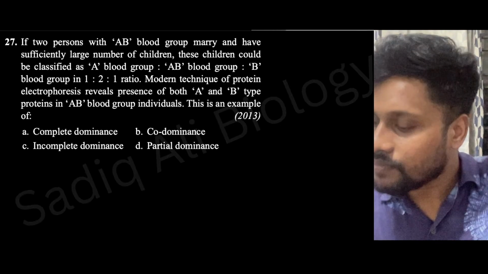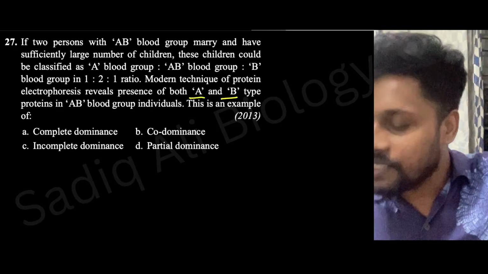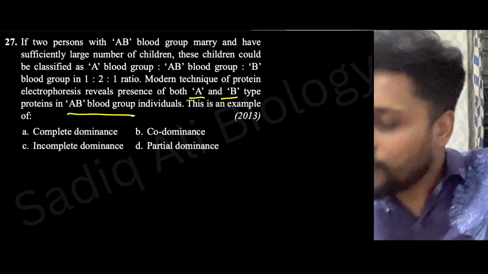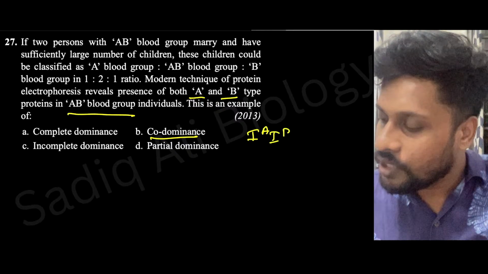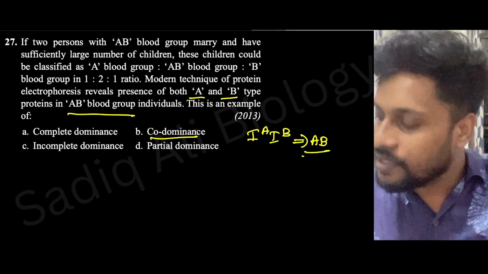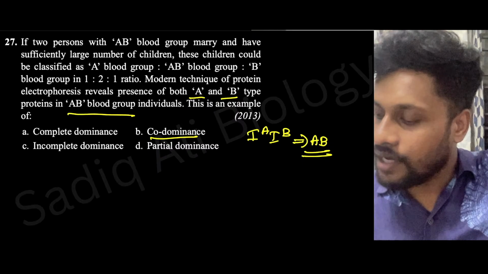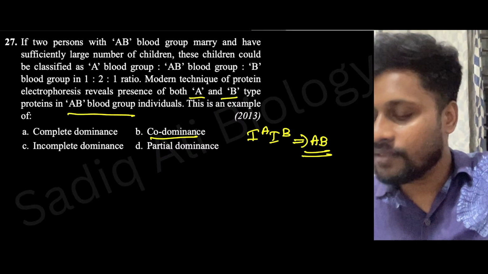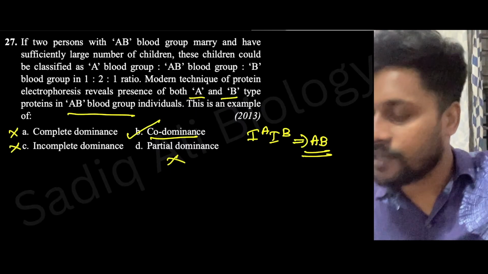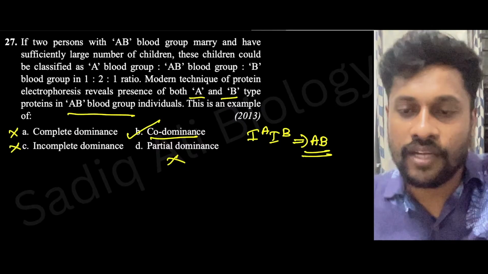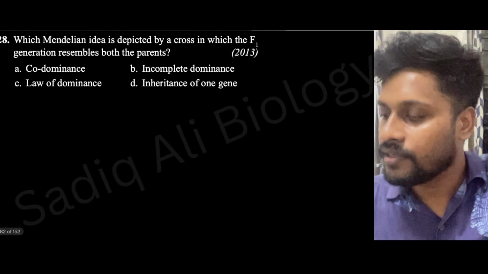If you know both A and B are visible in an AB blood group, what is it called? This is called codominance. For example, when we take IA, IB, both A and B are visible. This is called what? Codominance, right? Both A and B type of protein are available. AB blood group individuals show codominance, not complete dominance, not incomplete, not partial. Yes, very good. B only, Nitya. Correct. Kausilya, Anud, Harshavardhan. Nice guys, very nice.